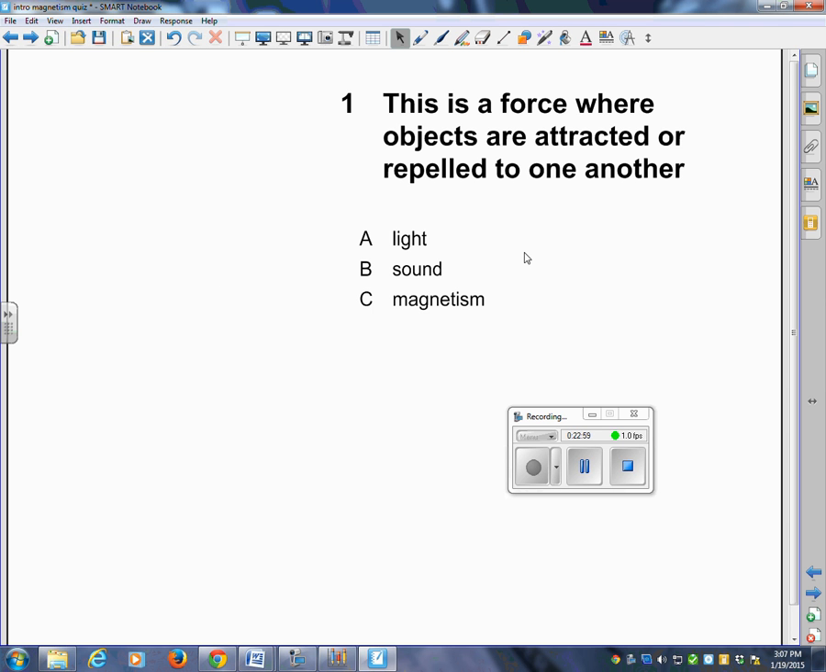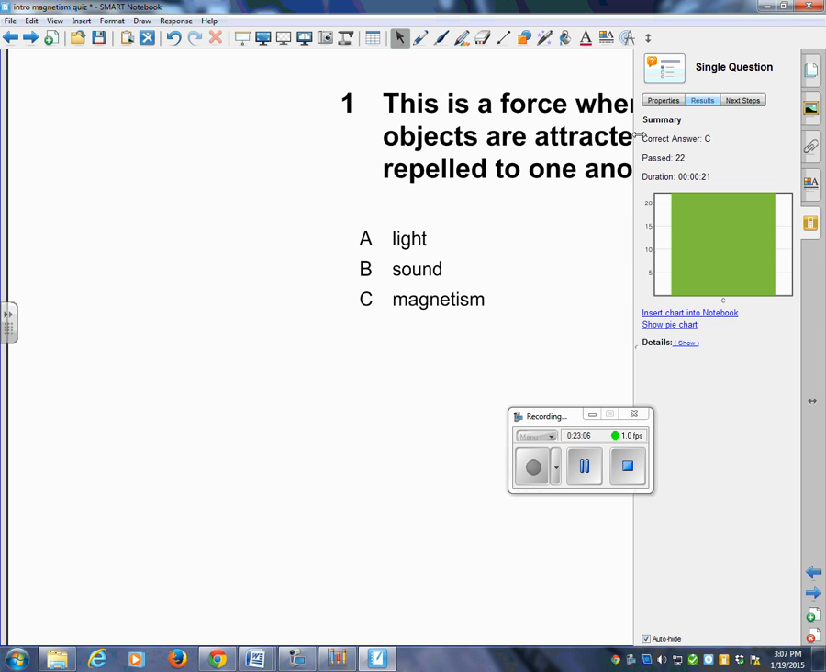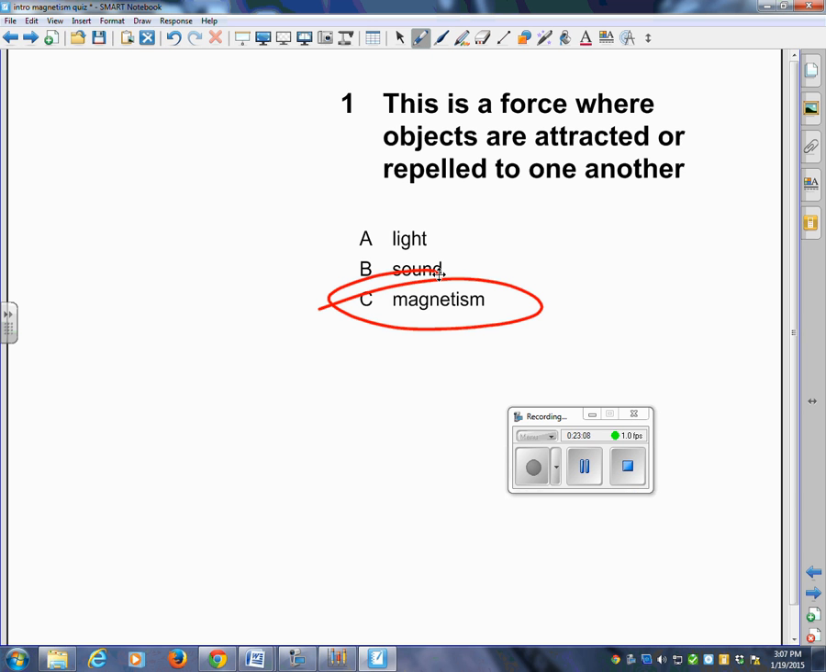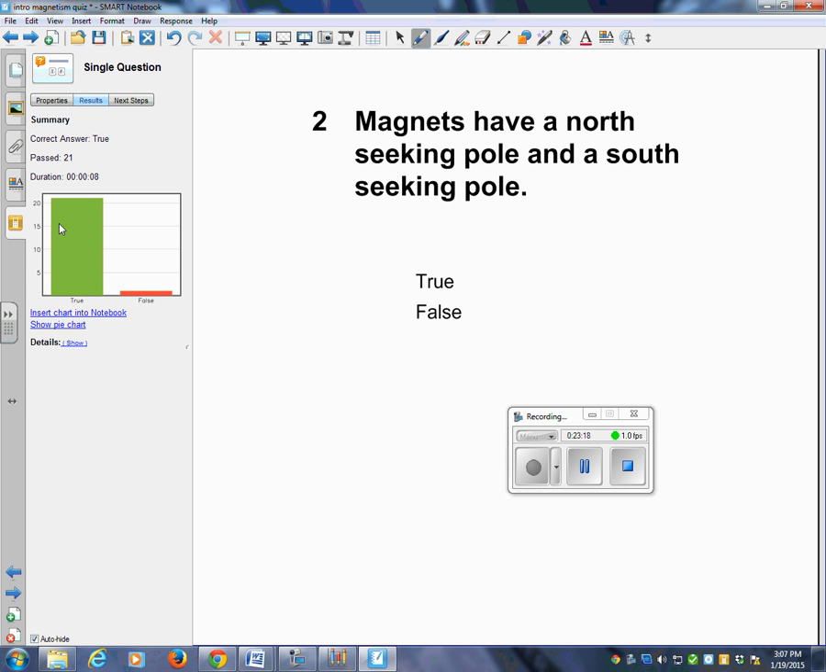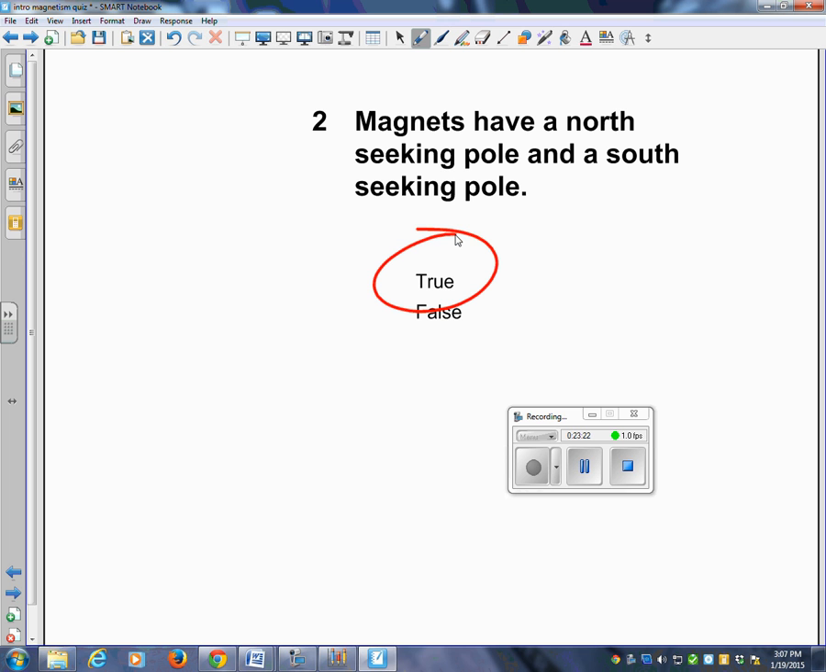So, this is the first where objects are attracted or repelled to each other. Obviously, the answer is, I gave you an easy one to begin with. C, magnetism. Magnets have a north-seeking pole and a south-seeking pole. Correct answer? True. When we say north-seeking, what that means is that end of the magnet points towards north.